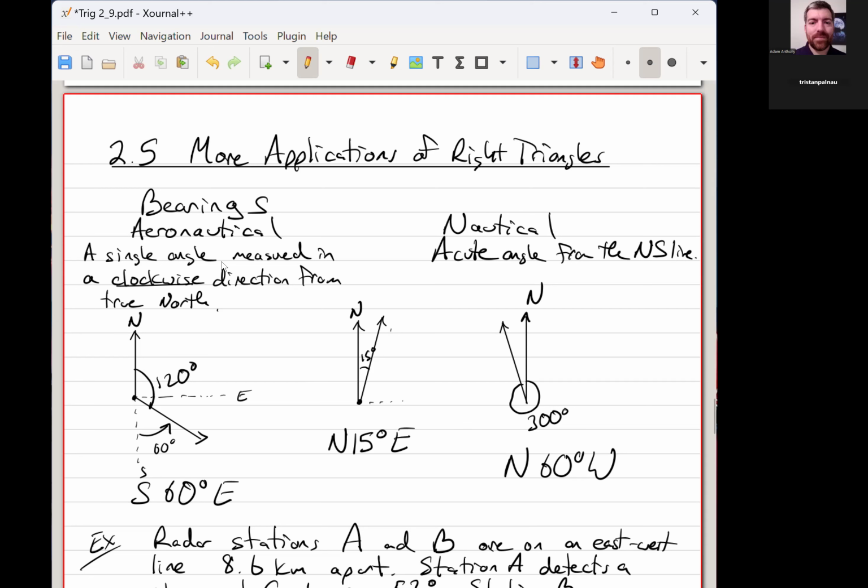So, how are they measured? They're measured a little differently, or the whole setup for them is different. For aeronautical bearings, start with that. It's a single angle measured in a clockwise direction from true north. Let's look at the first example here. We have a starting point, that's the dot here in the middle. I draw the north line on there, and then I measure a clockwise angle in the direction that we're going. In this case, this is a southeasterly direction, and so we would report that as 120 degrees.